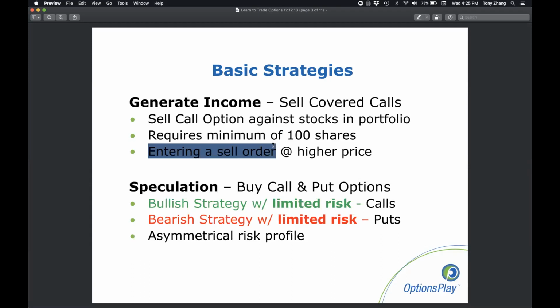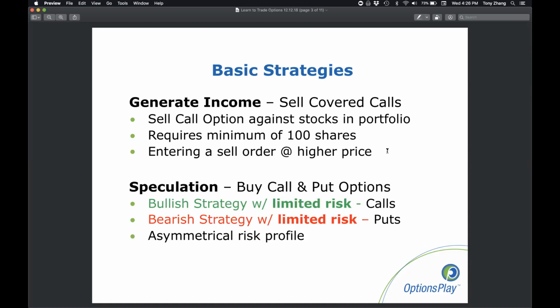Then what you do is you wait until the stock rises, and when it hits that price, you're able to sell your stock at that price. So selling a covered call is similar to that, because when you're selling a call option, you're effectively putting in an order to sell your stock at a specific price. The only difference is when you put in a sell order and a limit order, you don't get paid for that. You're just sitting on that order and waiting for the stock to rise and hit that price.